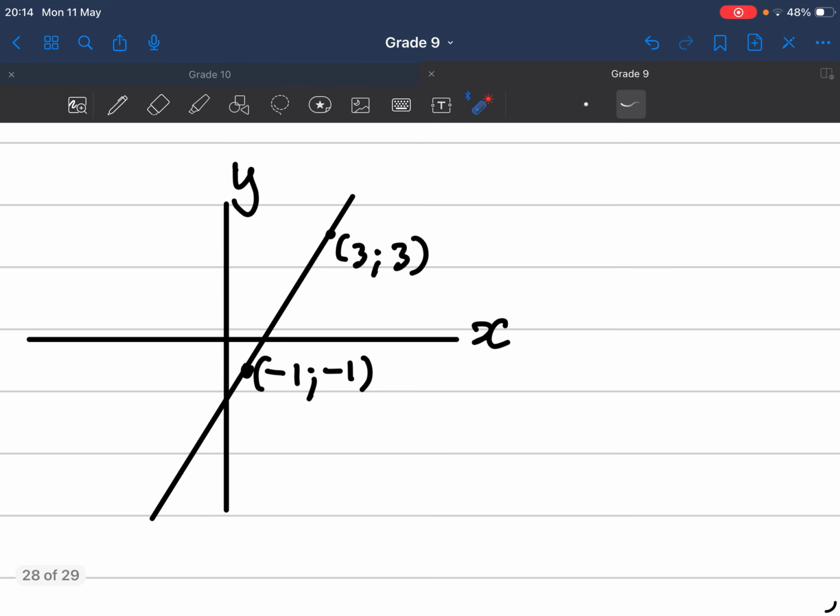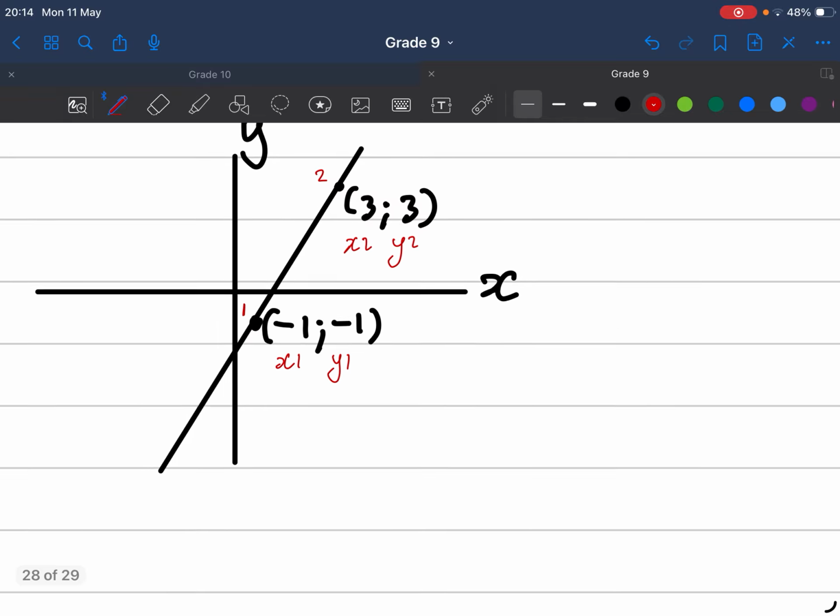Pause the video and try this one. So point 1 from left to right, point 2. So x1, y1, x2, y2. M is equal to y2 minus y1 over x2 minus x1 equals to y2 is 3 minus negative 1 because y1 is negative 1 over x2 is 3 minus x1 is negative 1. So there we go, which is going to be 4 over 4, which is going to be 1 again. Alright, so that's going to be 1.